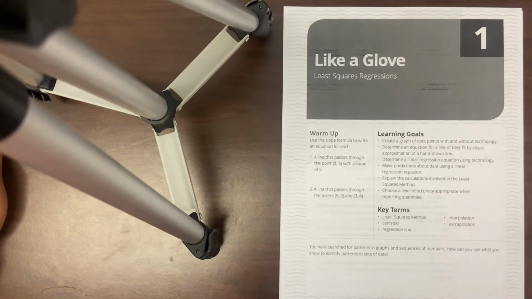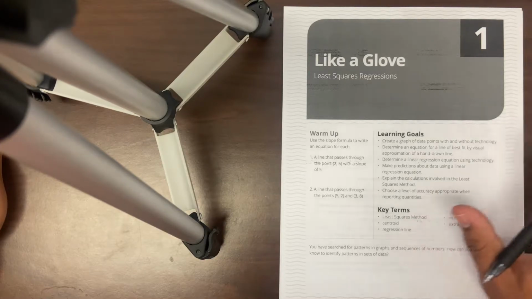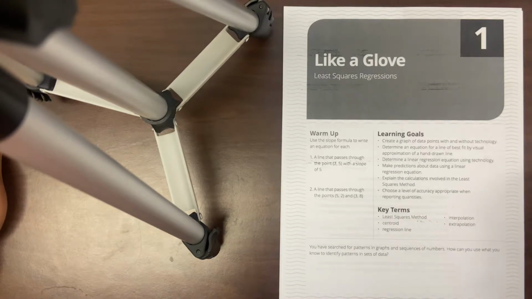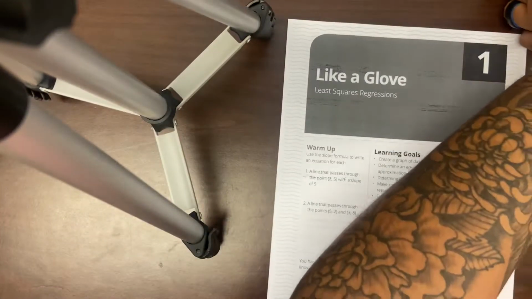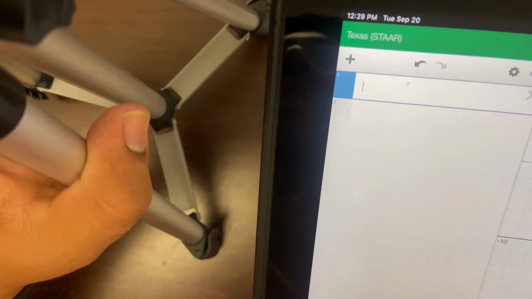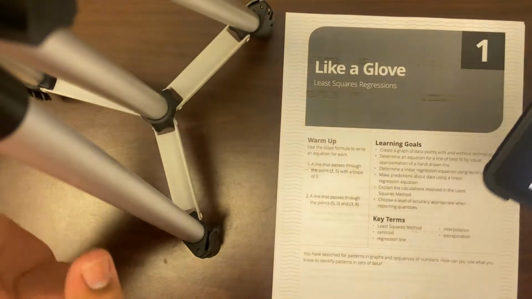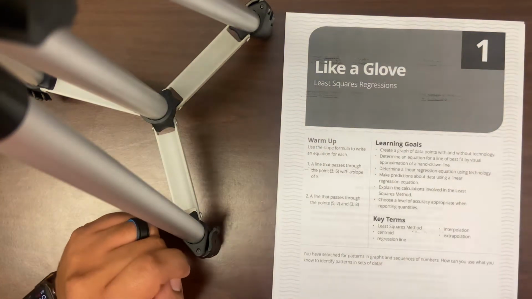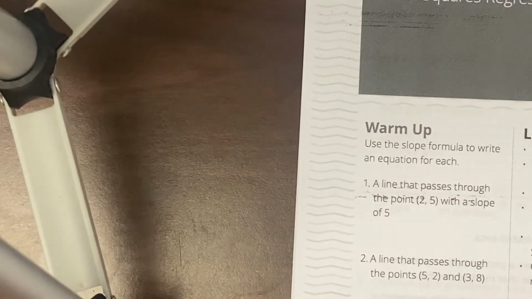For today's lesson, I'll be going over, like a glove, least square regressions. Excellent lesson. Please make sure you have a handy dandy Desmos, Star Desmos preferably. I have my iPad right here, ready to rock and roll. Make sure it says Star Texas so you're on the right track. All right, let's start with the warm-up.